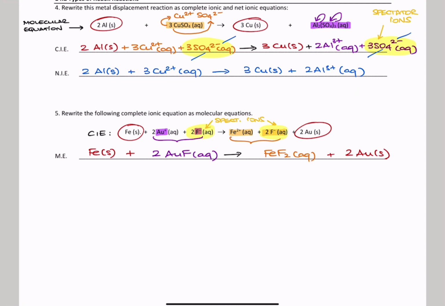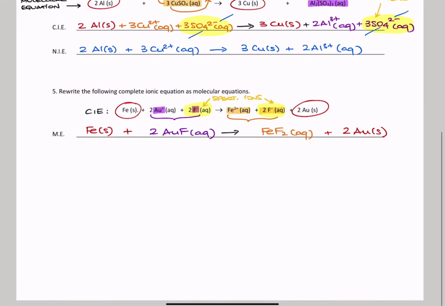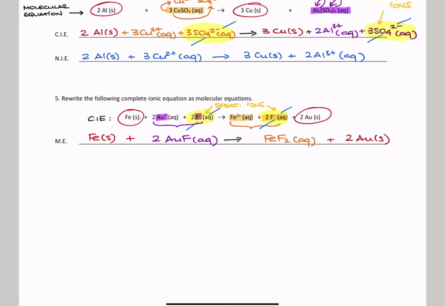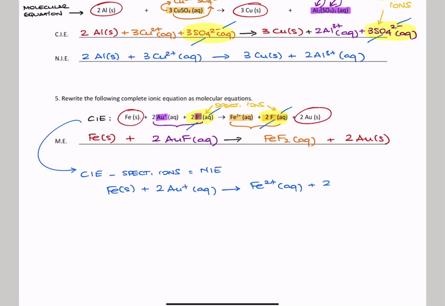If I wanted to write the net ionic equation here, what would I do? I will take away the fluoride ions from the complete ionic equation, and the complete ionic equation minus the spectator ions will give me the net ionic equation. My net ionic equation would therefore be Fe solid plus 2Au+ aqueous gives Fe2+ aqueous plus 2Au solid.